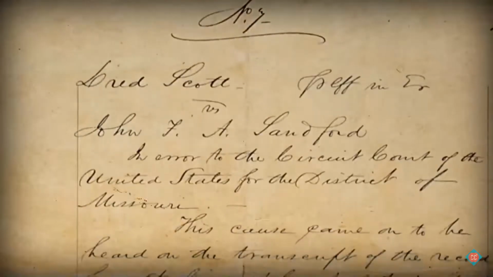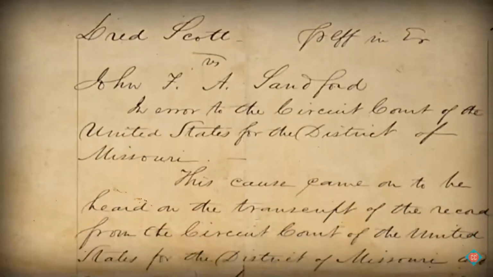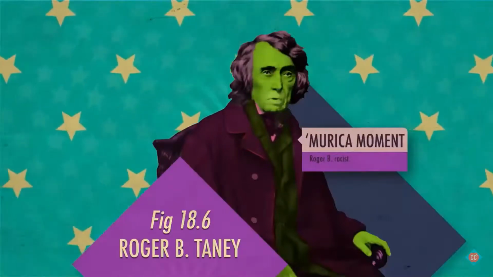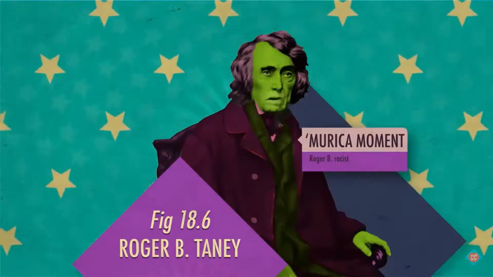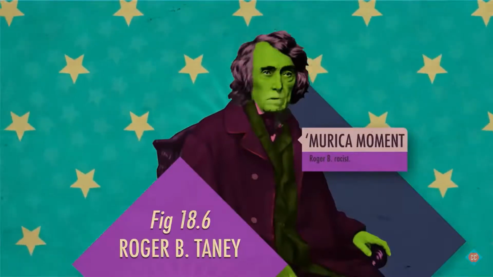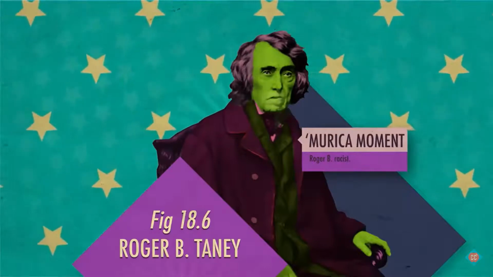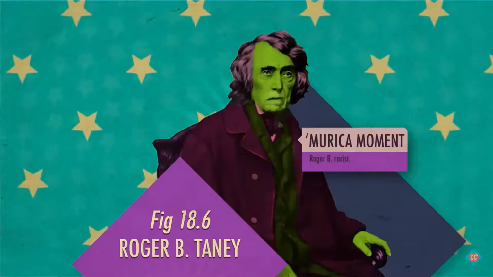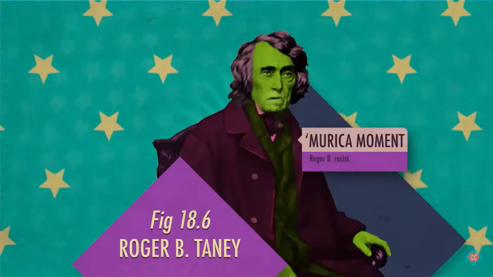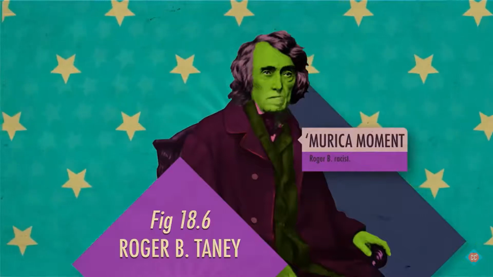The court held that Scott was still a slave, but it went even further, attempting to settle the slavery issue once and for all. Taney ruled that black people, quote, had for more than a century before been regarded as beings of an inferior order and altogether unfit to associate with the white race either in social or political relations, and so far inferior that they had no rights which the white man was bound to respect, and that the Negro must justly and lawfully be reduced to slavery for his benefit. So that is an actual quote from an actual decision by the Supreme Court of the United States of America.